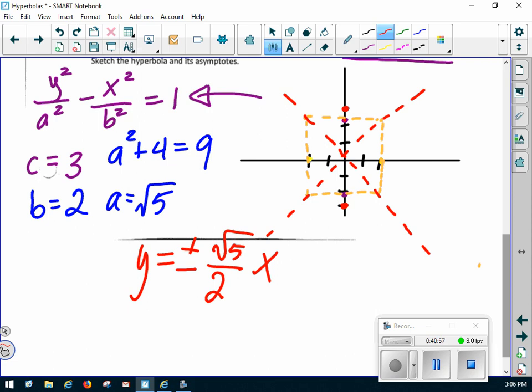Are your branches opening up, down, or left, right? Up, down, so you're going right in here and you're drawing that hyperbola, hugging those asymptotes. Oh, you know what? I screwed that up. I'm not supposed to make it go through the focus. It goes right there, doesn't it? You probably did it right. It goes through a vertex, doesn't go through the focus.